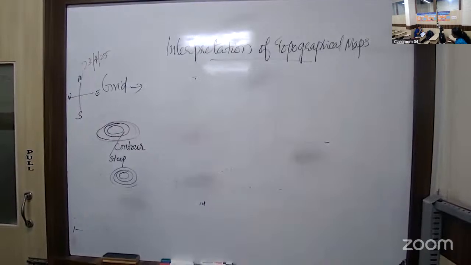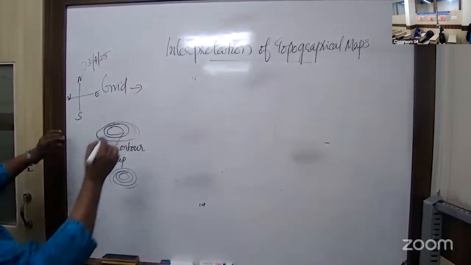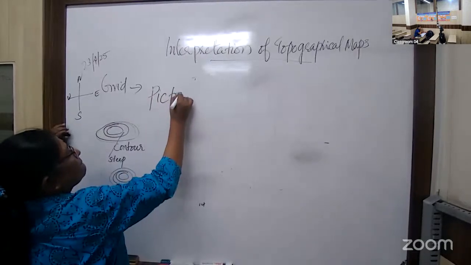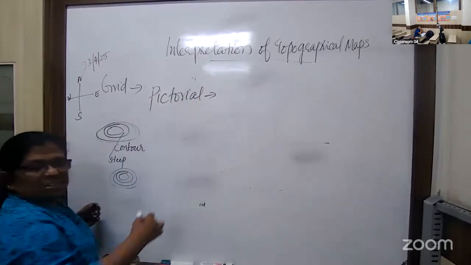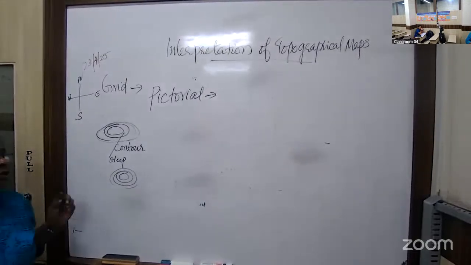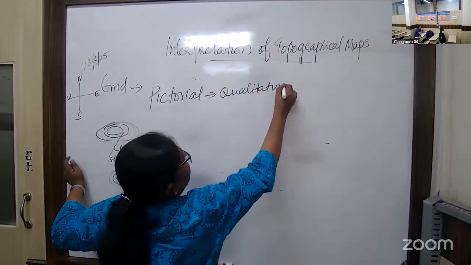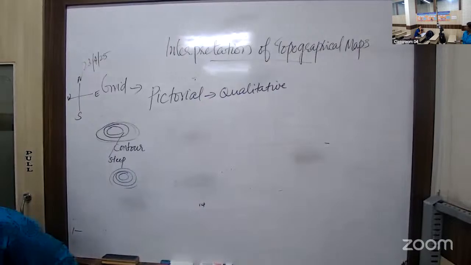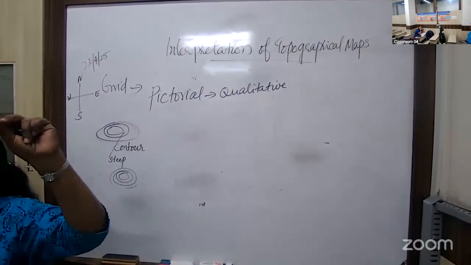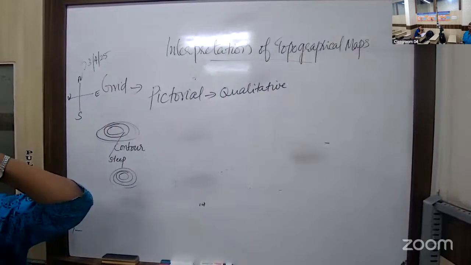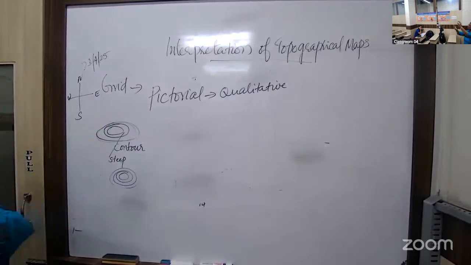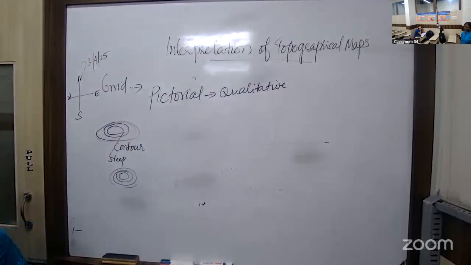Mechanical or quantitative method, and pictorial and qualitative method. So what are the methods? One is pictorial. What is pictorial? Picture. So pictorial or qualitative method. See, when you are seeing that map, it's colorful. With the help of that color and picture, the quality can be identified. That is one of the methods.